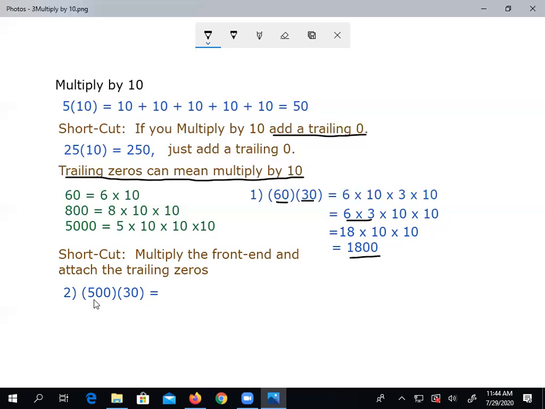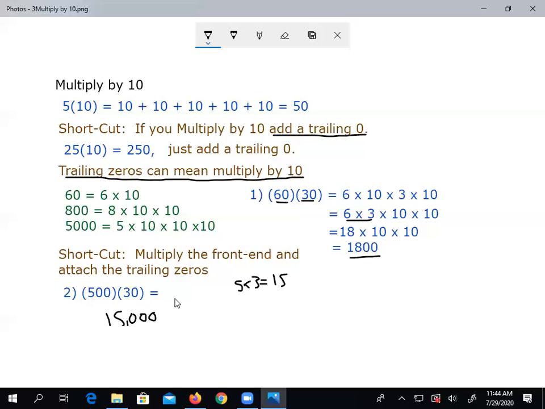So if I want to do 500 times 30, the only math that's really involved is 5 times 3. That's the front end numbers. If you know that 5 times 3 is 15, you're doing the hard part. Because now all we have to do is attach the trailing zeros. And if you notice, there are 1, 2, 3 trailing zeros. So if I stick those trailing zeros down, that's going to give me 15,000.